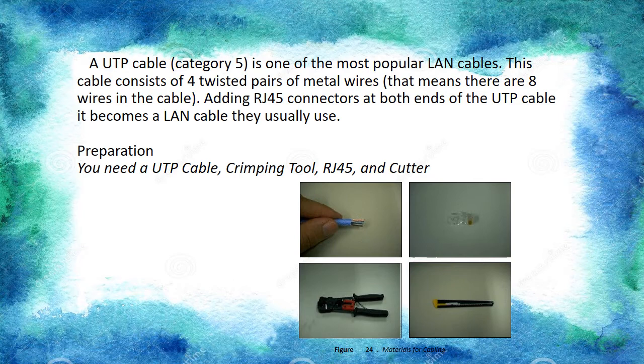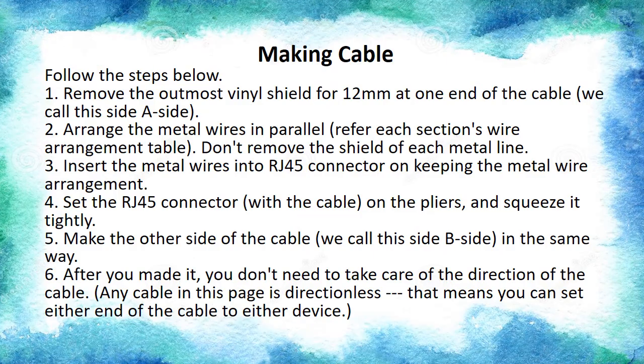So in preparation, you need a UTP cable, crimping tool, RJ45, and cutter, such as the images below. So we have the UTP cable, the crimping tool, the RJ45, and the cutter. In making the straight through cable, or even the crossover cable, these are the following steps that we need to follow.